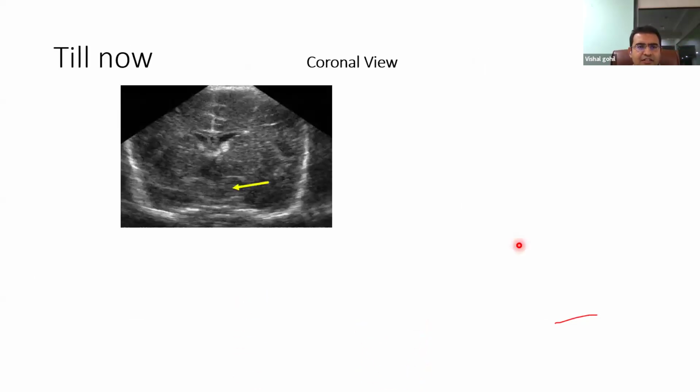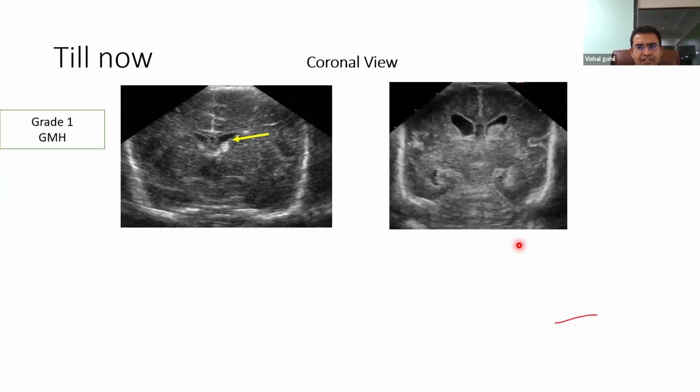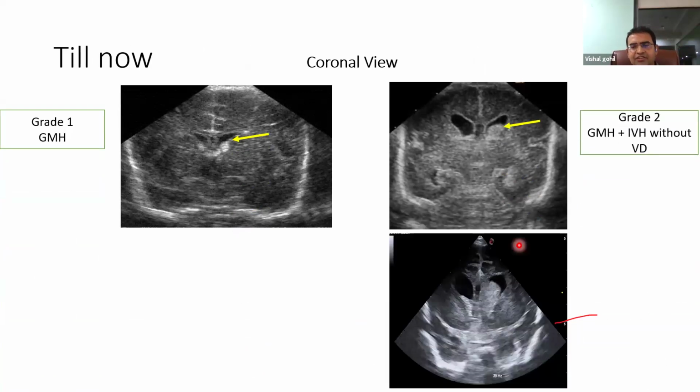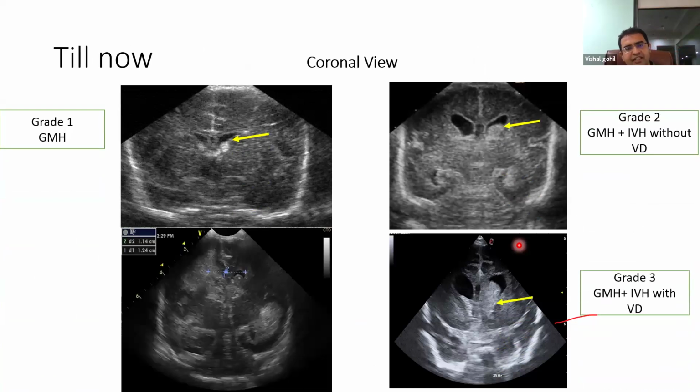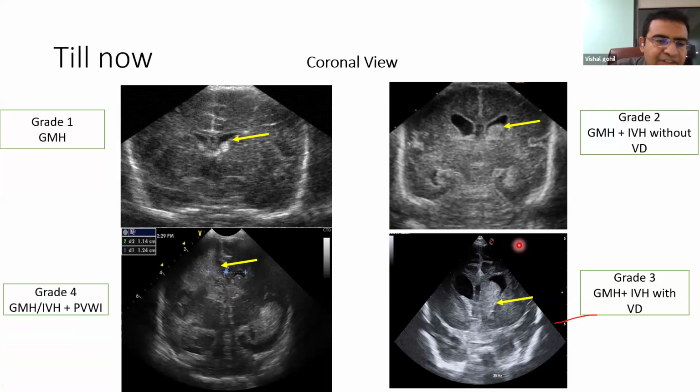So till now, what did we learn? Grade 1, as we know, in the coronal view you can see an echodensity area in the concave border of your lateral ventricle, which mimics the tip of your choroid plexus. But for that, we need to do the parasagittal view. This is a grade 2 IVH, which is limited to less than 50% of the area of the lateral ventricle without any dilatation. This is your grade 3 IVH, which covers more than 50% of the bleeding area with ventricular dilatation. And last, not the least, this is your grade 4 IVH, whose echodensity is not only in the lateral ventricle but also outside of your lateral ventricle. That is what we call periventricular white matter injury. And as we discussed, it is not necessary that it follows 1, 2, 3, 4. It might happen from 1 directly to 4.